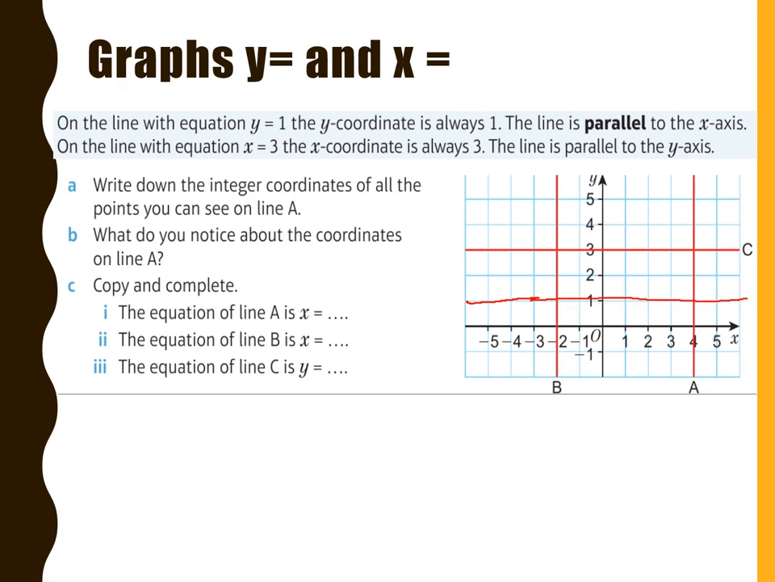So let's check. If I have -5, so this is x, this point for me will be (-5, 1). This would be (-4, 1). This will be (-3, 1). This will be (-2, 1), (-1, 1). So yes, every y value on that line will be 1. The x values will change, of course, but the y value on this line will always be 1. And on the line with the equation x equals 3, the x coordinate is always 3.